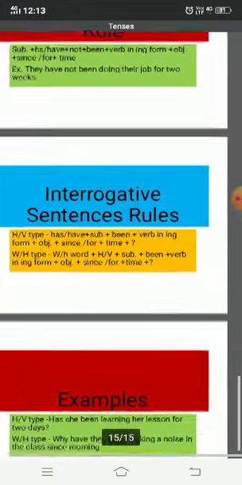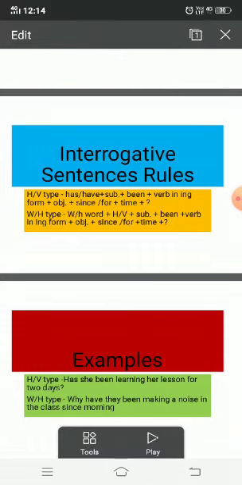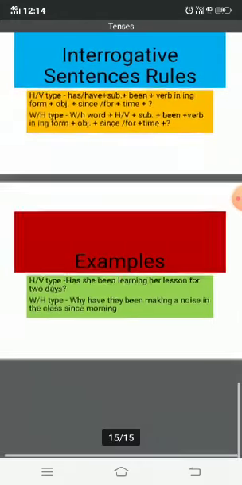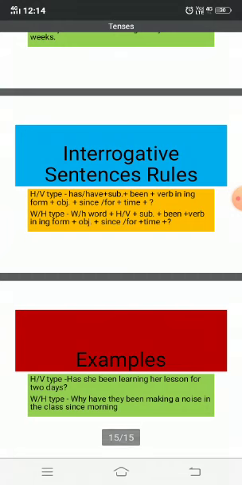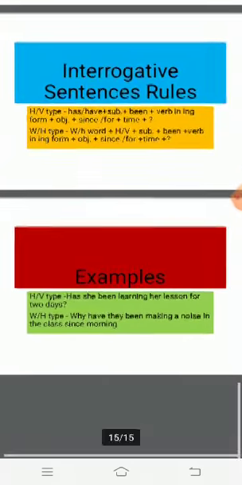In interrogative sentences, first of all, I'm talking about the helping verb type. We use has or have, then subject, then been, then verb in ing form. After that, we use object, then since or for, and then time. In WH type sentences, first of all we use a WH word, then helping verb, then subject, then been, then verb in ing form, object, since or for, and time.